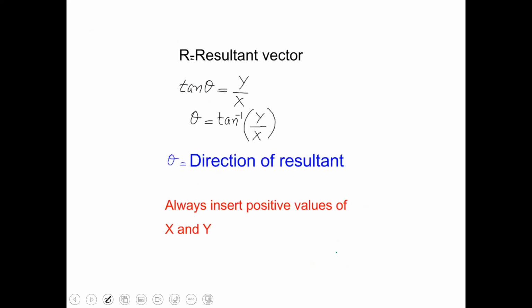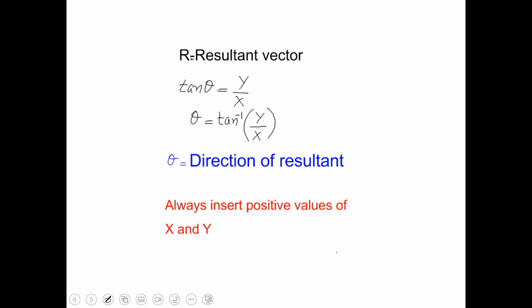The other formula, theta, is showing direction, and you have done maths in O level. So you should remember that there is a problem with trigonometry if you put negative values, the quadrant changes. So in this formula, always insert positive values of x and y. You have to now copy this screen. Sure.